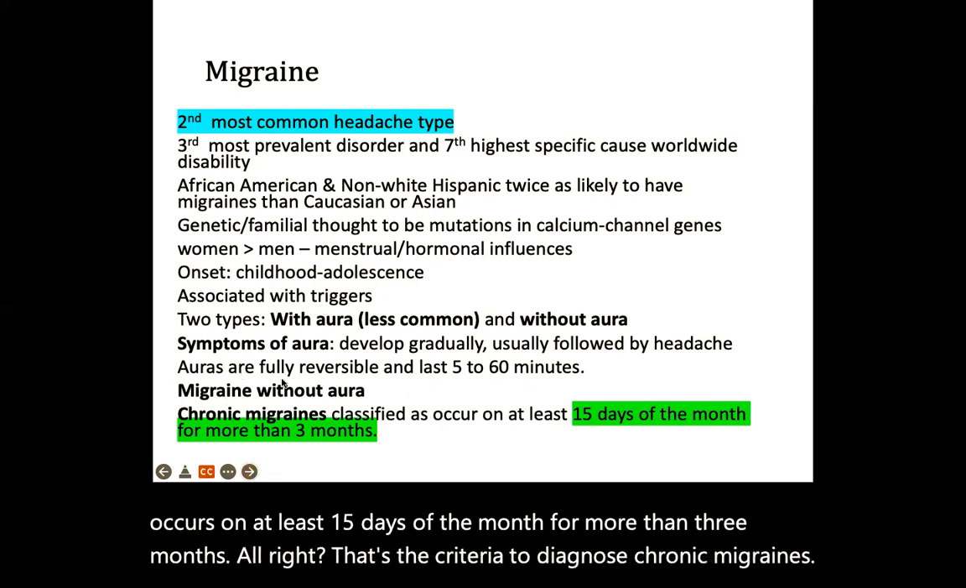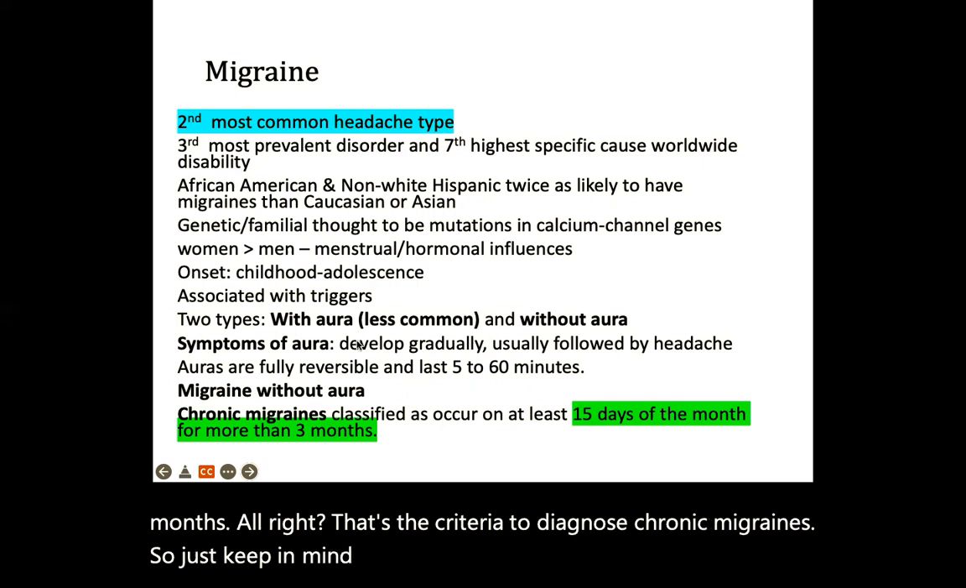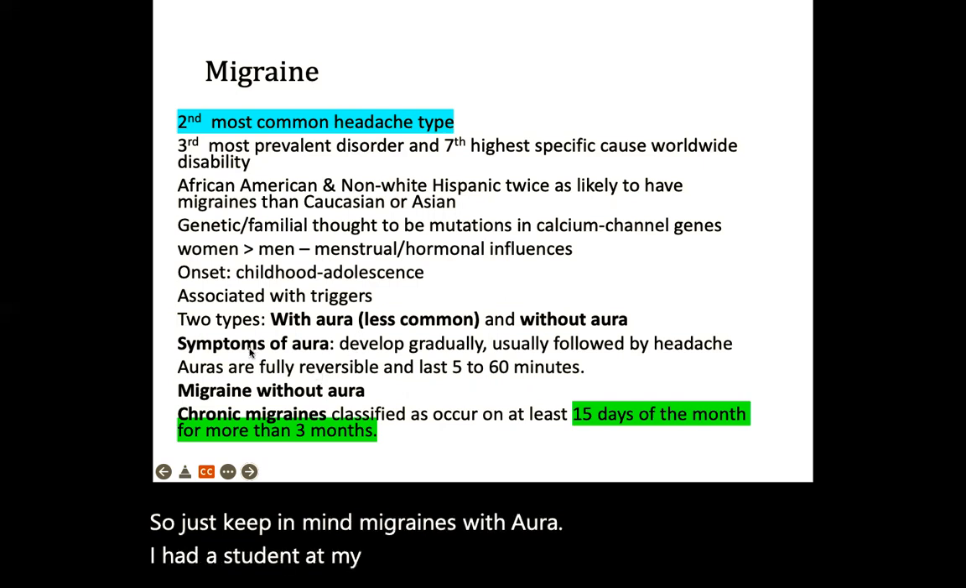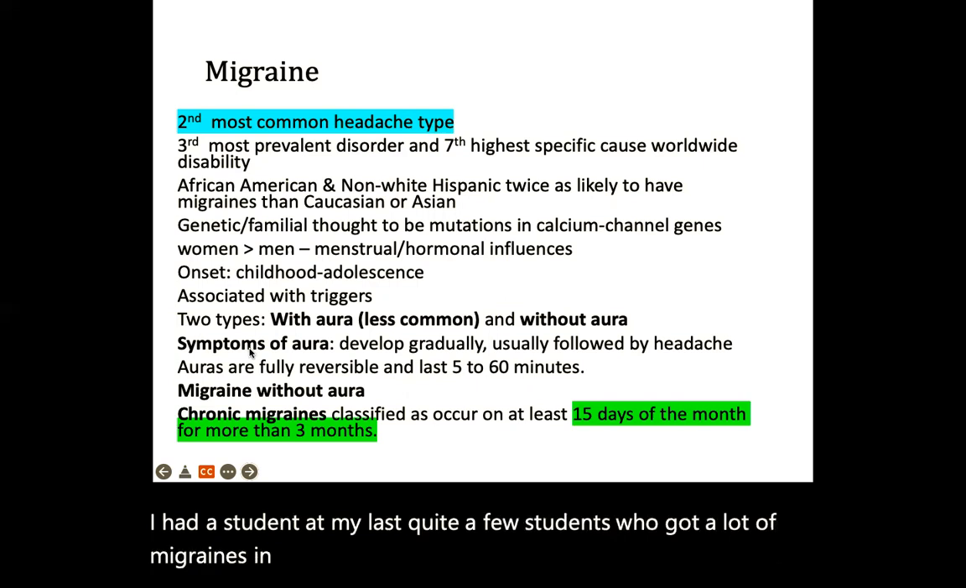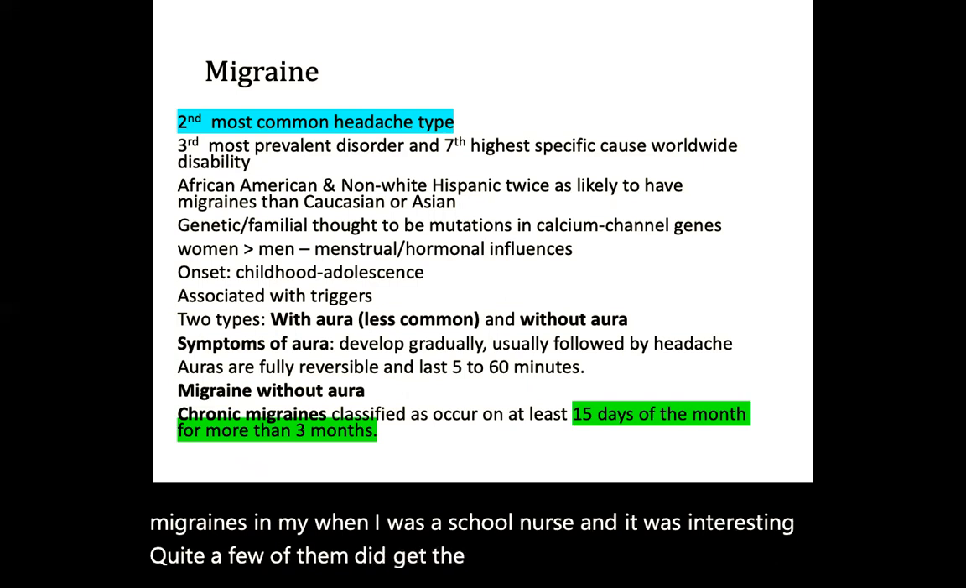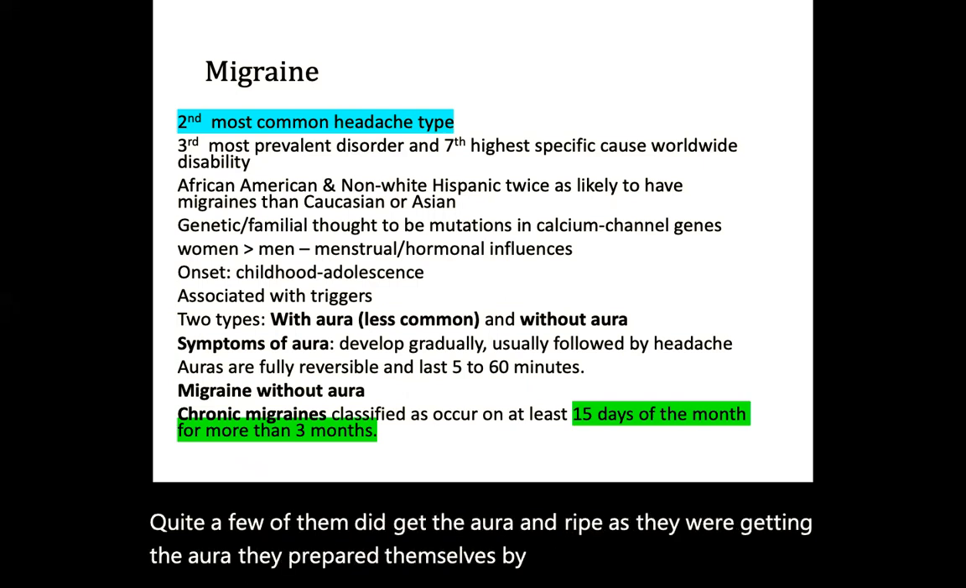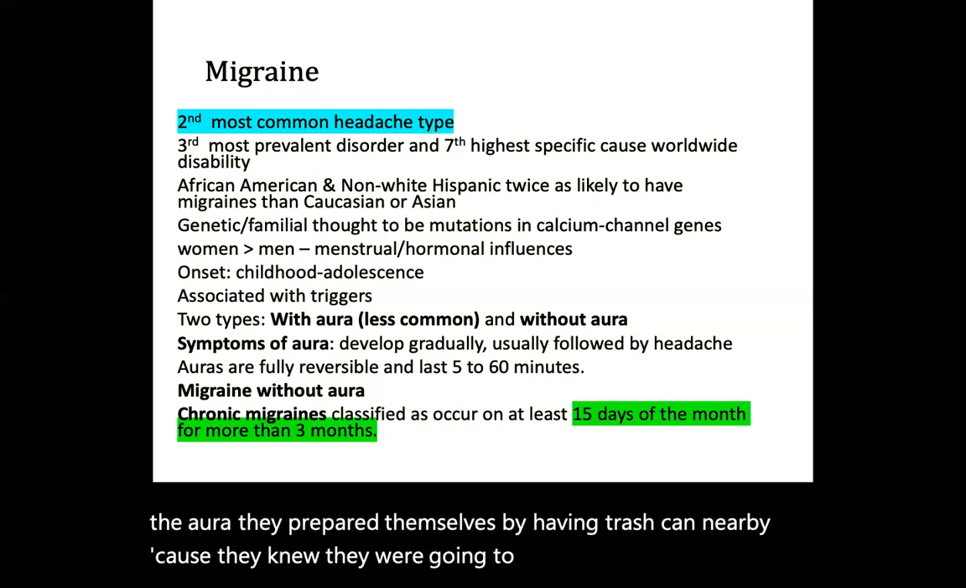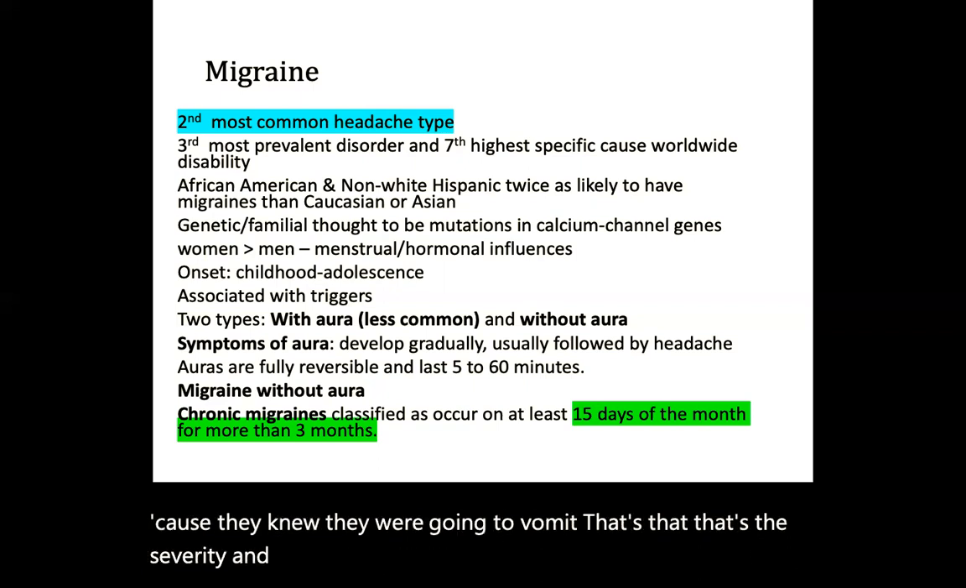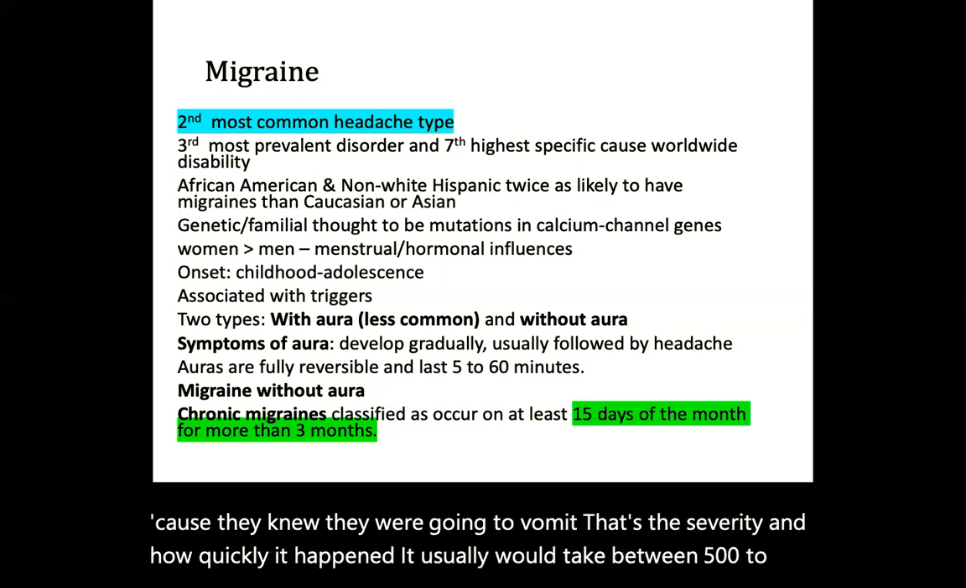So just keep in mind migraines with aura. I had quite a few students who got a lot of migraines when I was a school nurse. And it was interesting, quite a few of them did get the aura. And right as they were getting the aura, they prepared themselves by having a trash can nearby because they knew they were going to vomit. That's the severity and how quickly it happened. It usually would take between 5 to 10 minutes before the vomiting would occur.